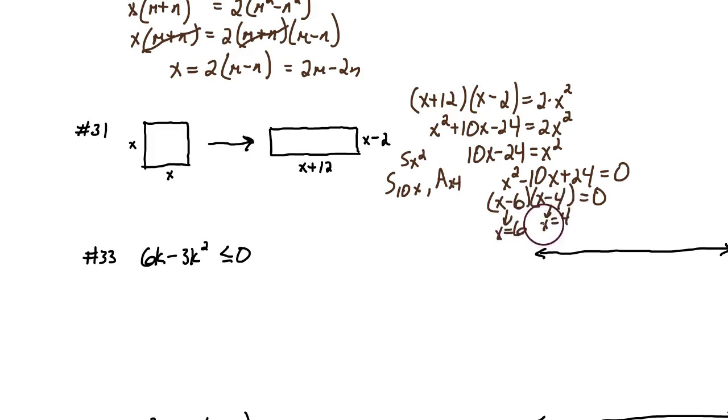Let's try those in the original problem. Can the sides of a square both be 6? Does that make sense? Yeah, that's possible. So the square could be 6 inches by 6 inches.